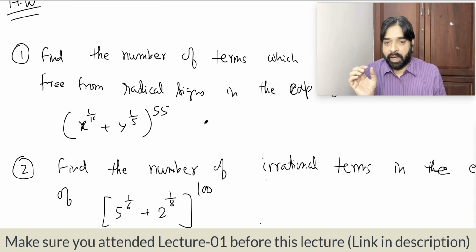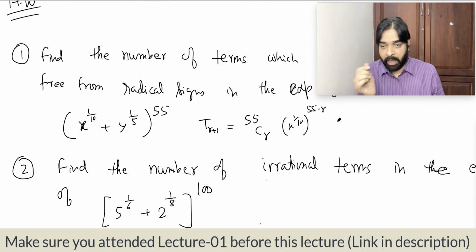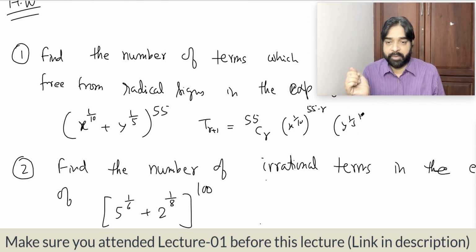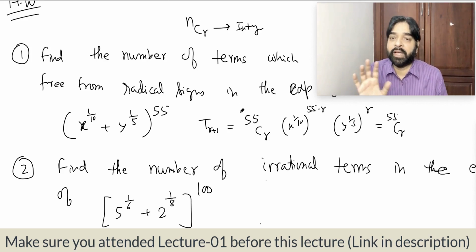This general term, the r plus 1th term, is called the general term. That will be equal to 55 CR, and remember all of you, x power 1 by 10 whole power 55 minus r into y power 1 by 5 raised to the power r. Don't worry about 55 CR. NCR is always an integer, so you should not worry about it ever. NCR always gives you a natural number.